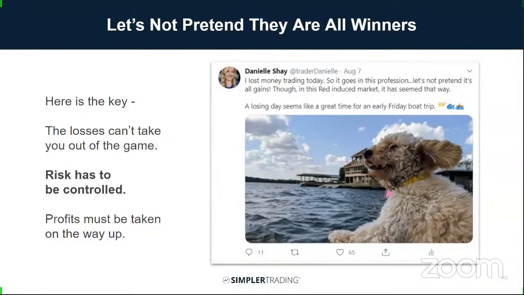So obviously they're not all going to be winners. That is just not even true at all. I'm going to have some losers. Here's the day I posted on Twitter at Trader Danielle, like, hey, I lost money trading today. I'm going to take my poodle and I'm going to go out on the boat and cheers to Friday, right? It's going to happen sometimes.